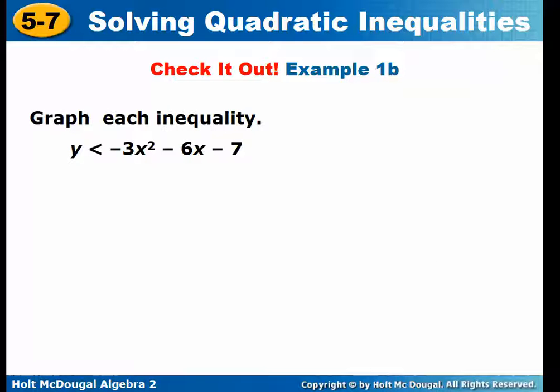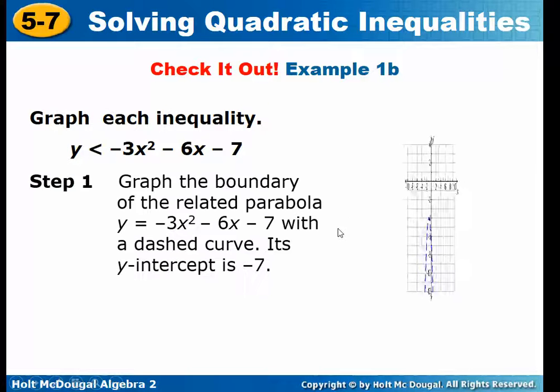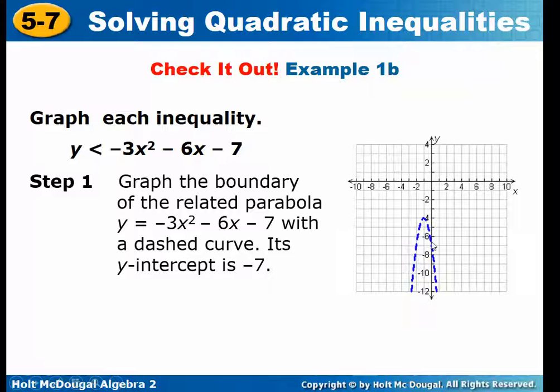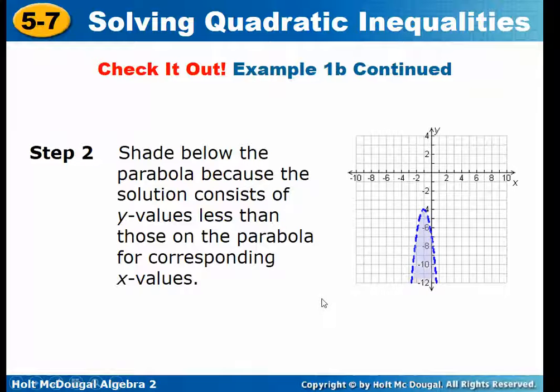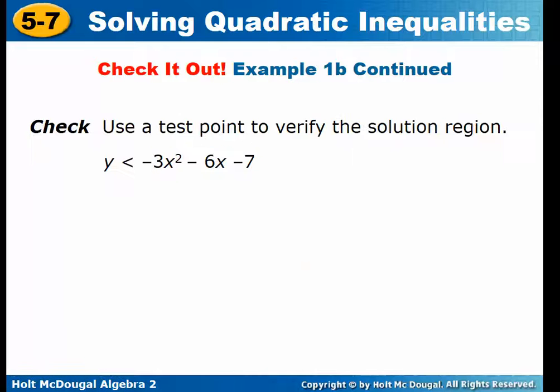Here's another example. y is less than -3x squared minus 6x minus 7. This time it's less than, so it'll be a dashed line. You can graph this at Desmos again, and because it's less than, we will shade less than the parabola. So this time we will shade underneath, which ends up being inside. And then we verify with the test point.